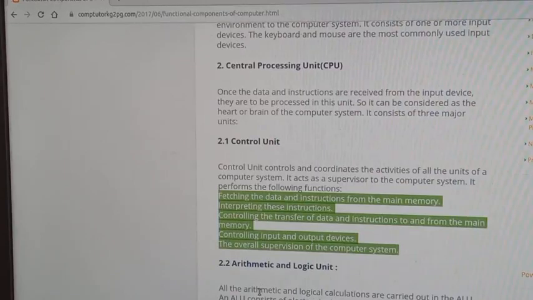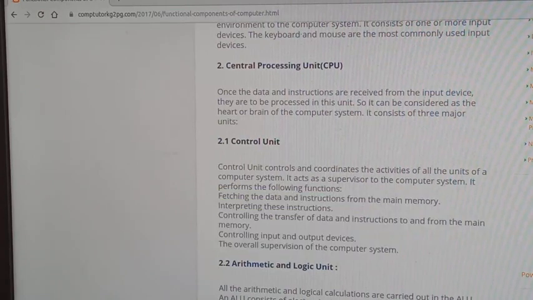So next one is called arithmetic logic unit. I already explained that the ALU performs all arithmetic operations like addition, subtraction, multiplication, division, and all the logical operations like logical and, logical or, logical not, and the relational operations like equal to, not equal to, greater than or equal to. All these operations are performed by the arithmetic logic unit.